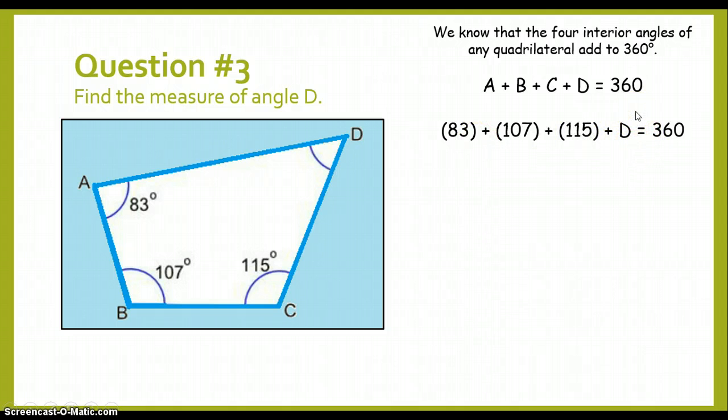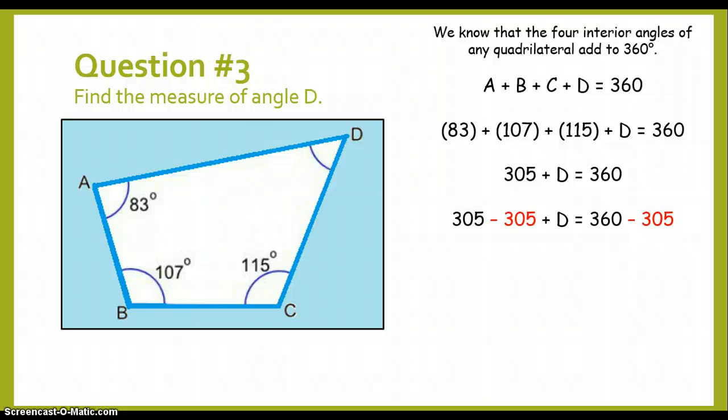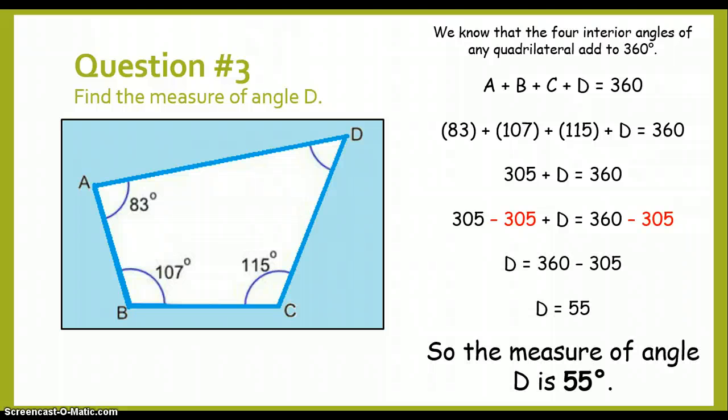So again, we'll simplify that equation, and that simplifies to 305 when you add 83 plus 107 plus 115. That equals 305. So 305 plus D equals 360 degrees, and again, subtract 305 from both sides, and you're left with D equals 55 degrees.